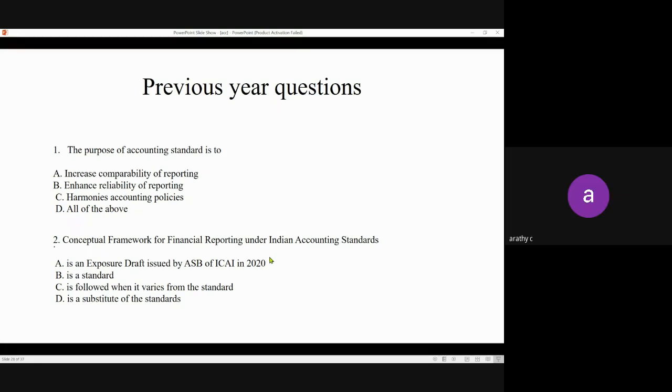Let's try. Anyone? Okay, I will tell that. Option A is the answer. It is an exposure draft issued by ASB of ICAI in 2020.